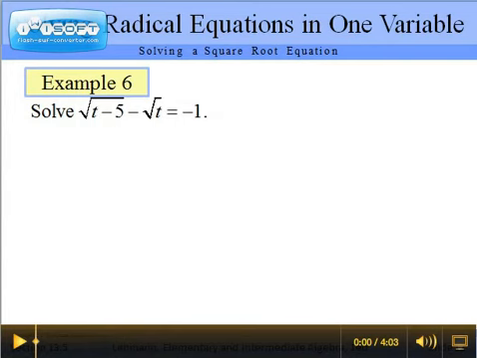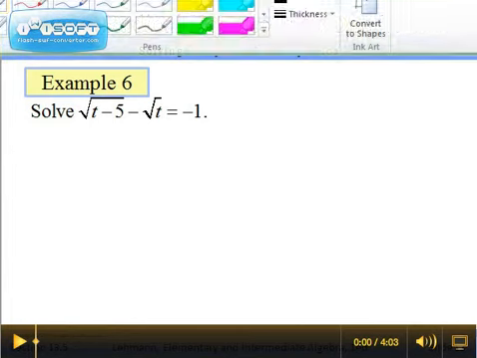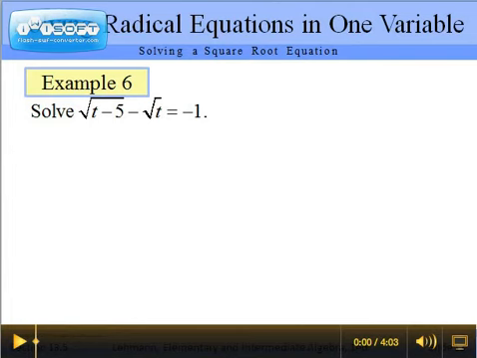So now I want to solve the square root of t minus 5 minus the square root of t equaling negative 1. So in this case, I want to isolate the more complicated radical. So I'm going to isolate the square root of t minus 5. So I have the square root of t minus 5 equaling the square root of t minus 1.